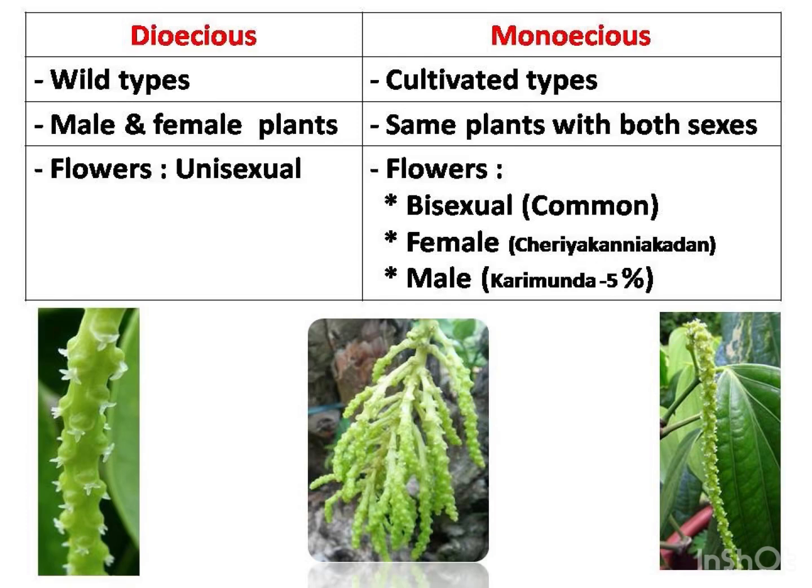So here the flowers are predominantly bisexual, which is very common, or sometimes we can also see more female flowers, as witnessed in case of Cheriya Kaniyakadan, and the male flowers are also present to a maximum extent of 5%, which is seen in Karimunda. So all other flowers are hermaphrodite flowers. This is the composition of flowers in case of dioecious and monoecious plants.